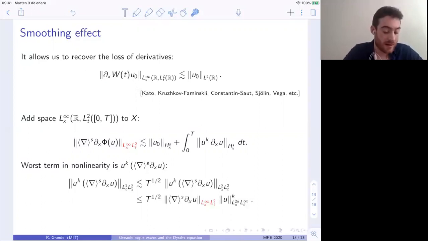Okay, and of course, this is not a contradiction with what I was mentioning before. We still do not expect the linear flow to have any more regularity than that of the initial data. The reason why this works is because we're first somehow integrating in time. So we're somehow taking an average in time. This is not a pointwise estimate.